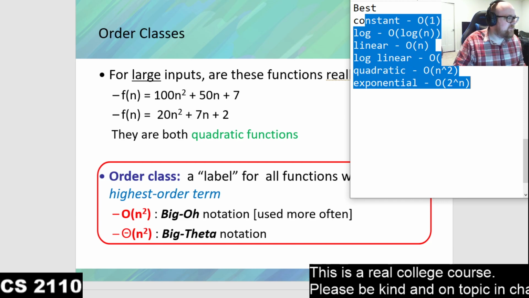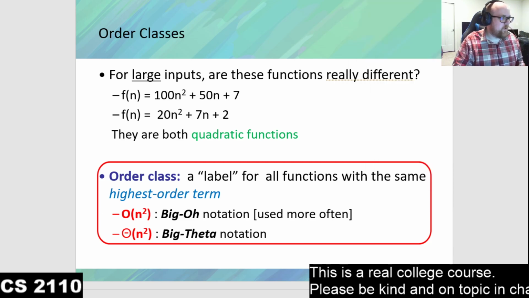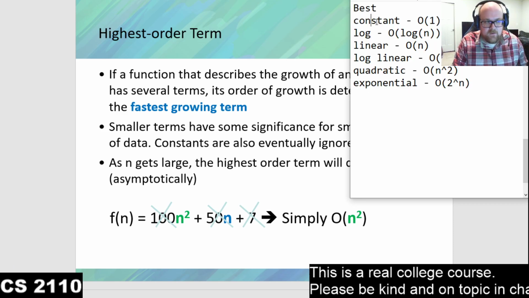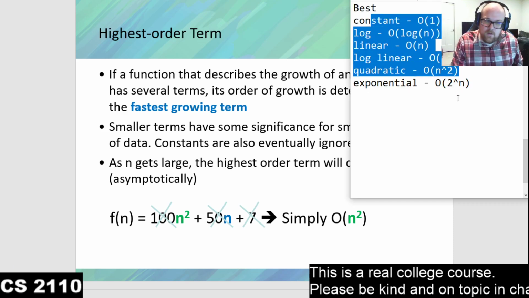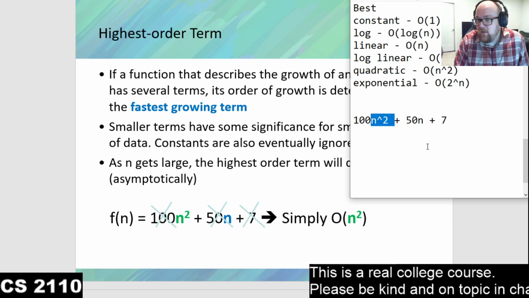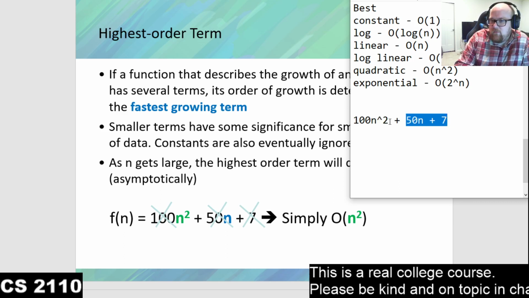So let's try to give some examples. First, when we're looking at an algorithm, what we're actually interested in is the highest order term. That is, what is the worst term with respect to complexity class? So for example, in 100n squared plus 50n plus 7, we only care about the n squared. This is the largest term with value n. We can pretty much ignore these.